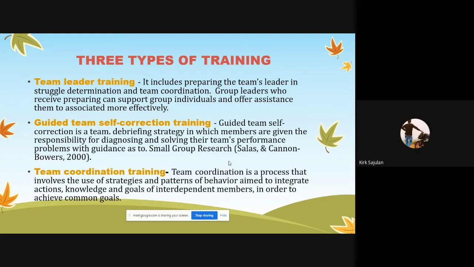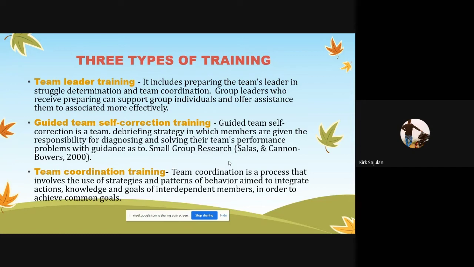Guided team self-correction training. Guided team self-correction is developing a strategy in which members are given the responsibility of diagnosing and solving their team's performance problems with guidance, as in small group research. Salas and Cannon-Bowers, 2000.